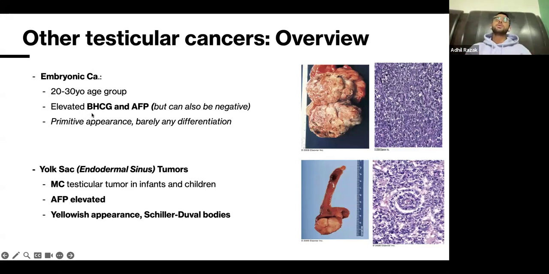You could see both elevated beta HCG and AFP, or you could see both negative. In your lecture slides, it's mentioned that beta HCG and AFP are elevated in 90% of the cases. But the doctor placed a table at the end which says that beta HCG and AFP are negative in embryonal carcinoma. Other sources said it could be both. That's what it means. It could be elevated and it could be not elevated.